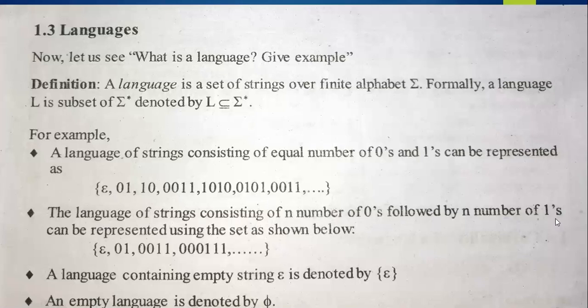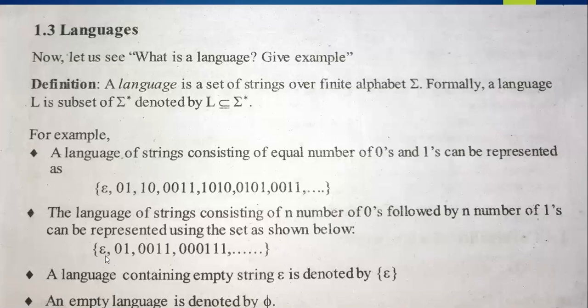Then, a language of strings consisting of n number of zeros followed by n number of ones. Observe this sentence carefully. In your exam, they specify these kinds of questions. For that, we need to write languages on this pattern and create a machine. That's it. Just observe the condition: n number of zeros followed by n number of ones. Remember, 1 0 is not possible. 0 1 is possible. 0 0 1, yes, it is also possible.